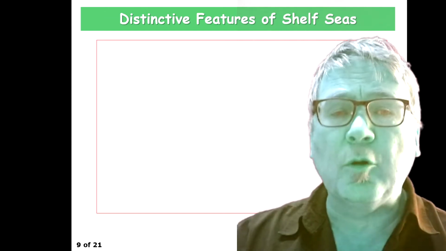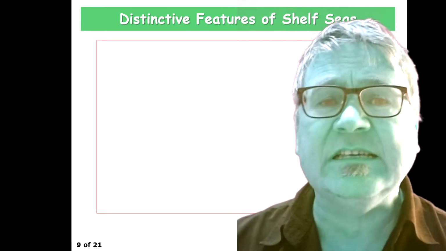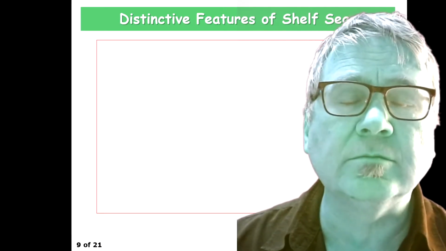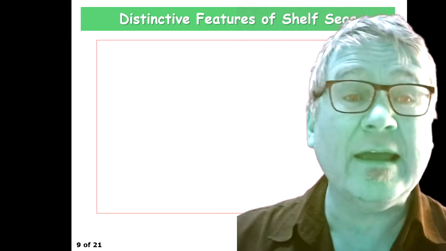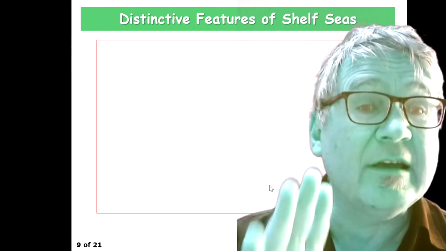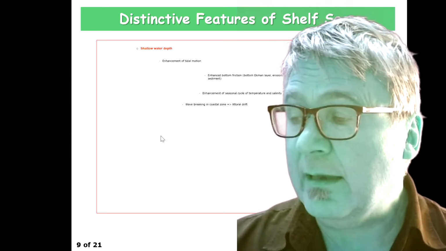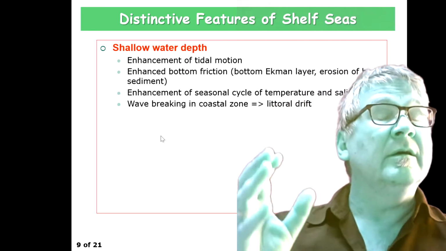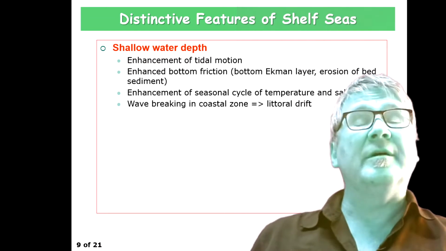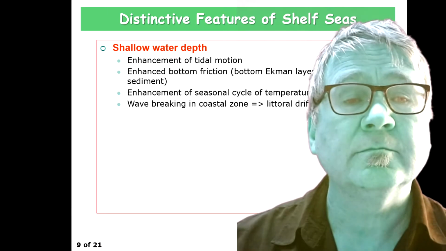So now we can think about what are the features that make shelf seas different from the open ocean. Why are they different? Okay, let's get started with that. So what is one feature? It's actually shallower water depth. Okay, we're talking about 200 meters and less.